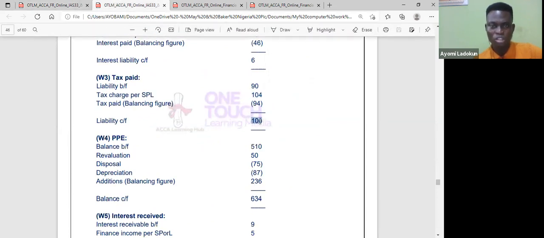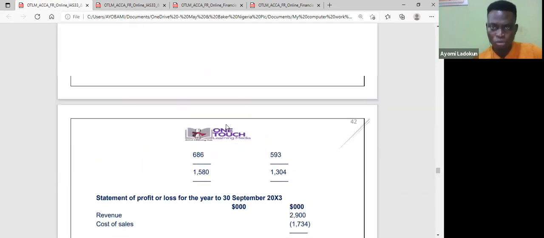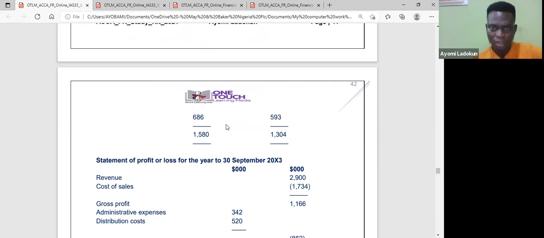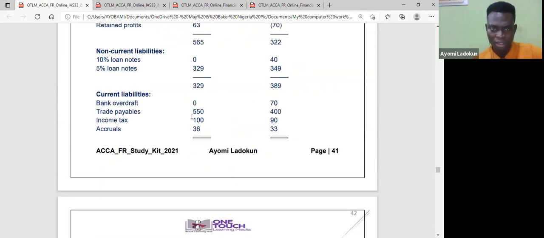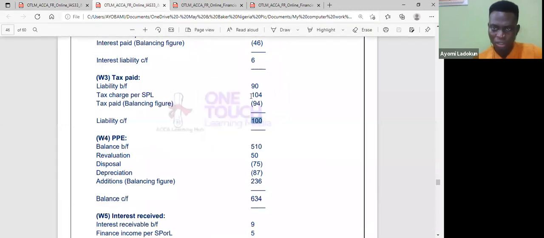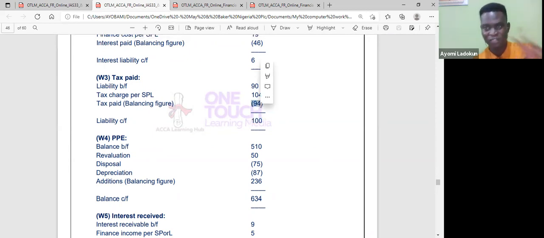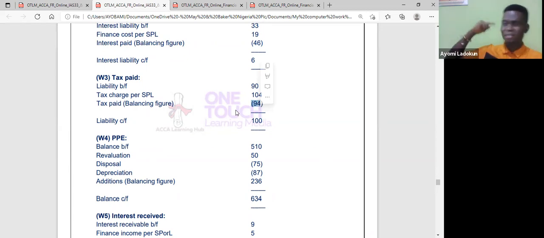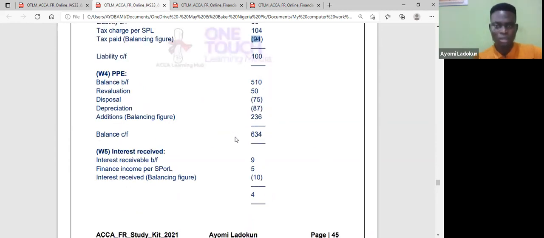Then what's the position of my tax payable at the end of the year? I go to my balance sheet again. It said 100. Did you see that? So you just pick it up. So that's the 100. The difference between 90 plus 104 and 100 will give me 94. So that represents my cash flows. It's about looking at the balance last year, what happened during the year, then you compare with the balance at the end of the current year. So it represents your cash flows.